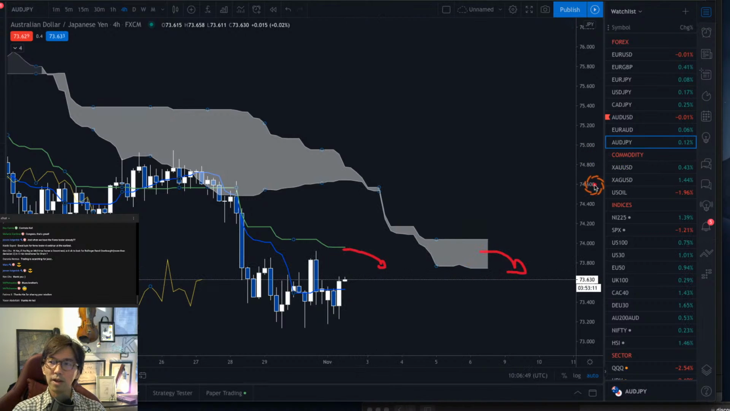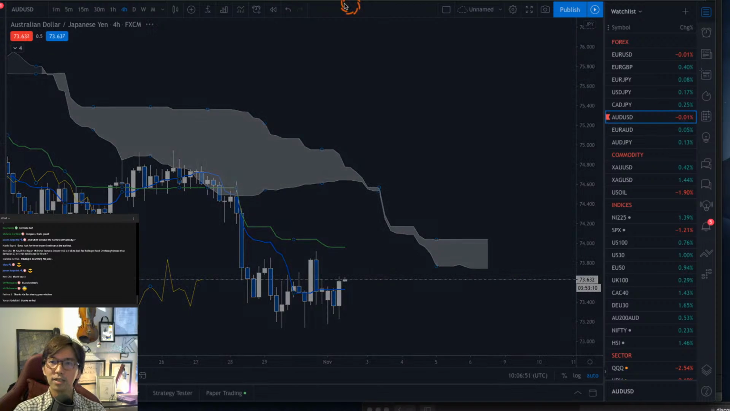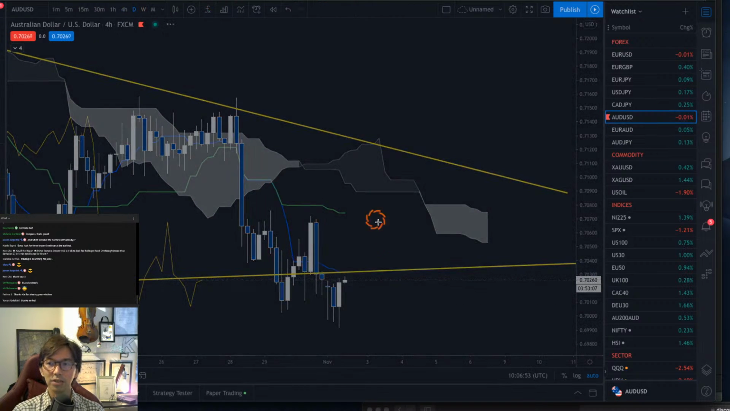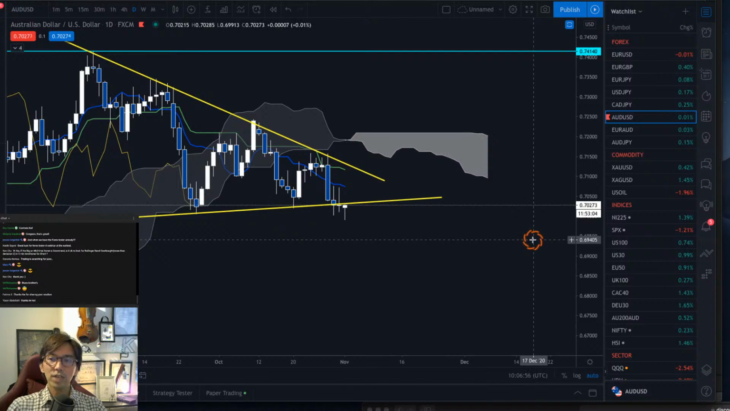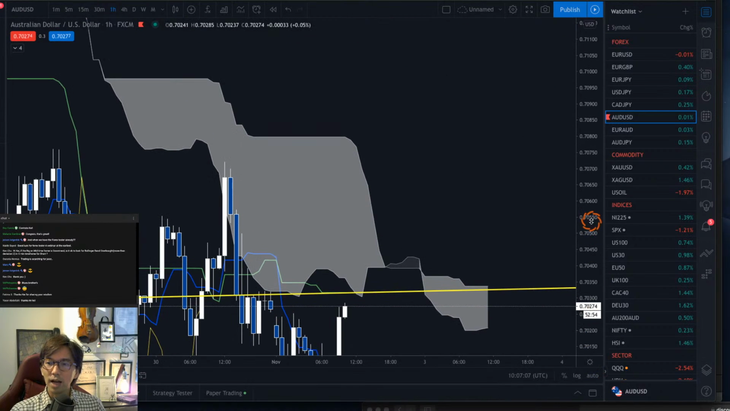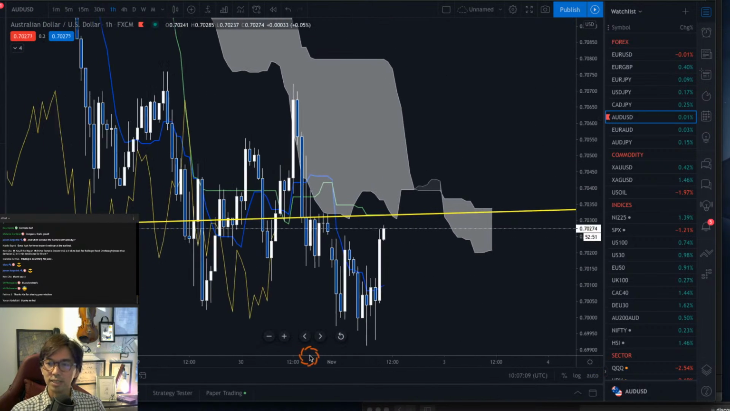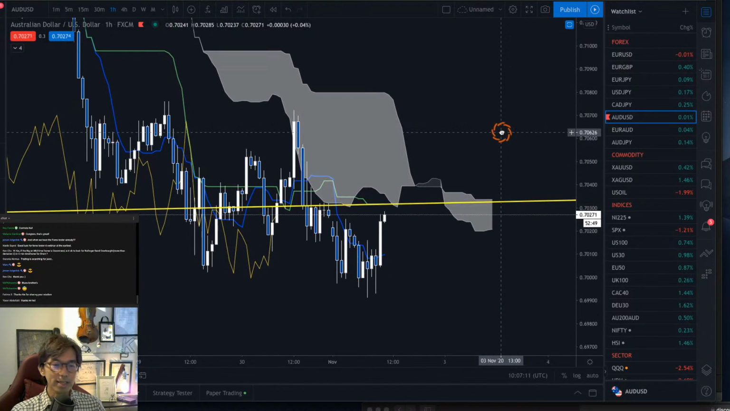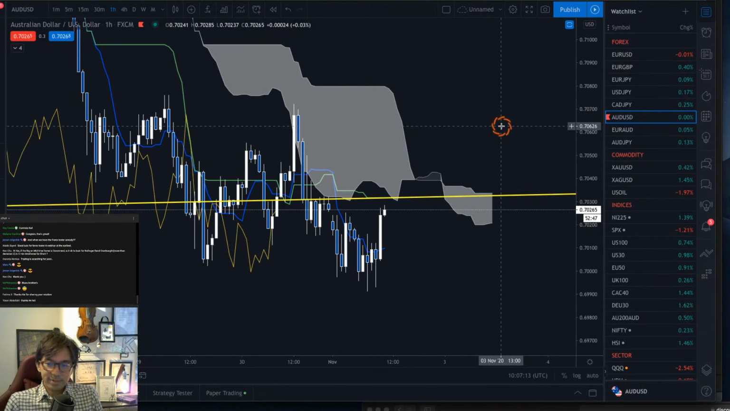So among all these pairs, looks like the AUD USD daily chart is the only one that is downtrending. So I will keep my eyes on this pair for the next couple of hours until I go to bed and look at the lower time frames and see if there will be some other downtrends. Otherwise, I won't take any trades today. Okay, so that's it for today's lesson on my public live.